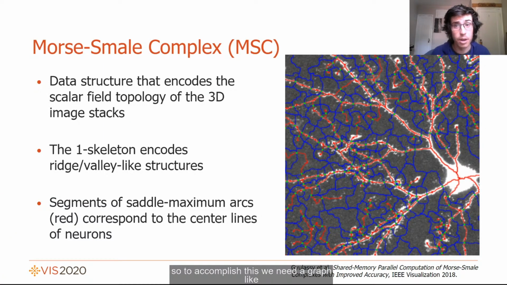So to accomplish this, we need a graph-like representation of the possible neuron structures, similar to how streets and intersections are used in combination with shortest path algorithms to find directions. The Morse-Smale complex encodes the gradient behavior of scalar functions and intrinsically encodes the ridge and valley-like structures. In particular, we observed the saddle-maximum arcs of the complex, shown here in red, follow the majority of the neuron structures. In our approach, we apply some image filtering and compute the one-skeleton of the Morse-Smale complex as a pre-processing step, and then use it as the backbone graph structure behind our approach.